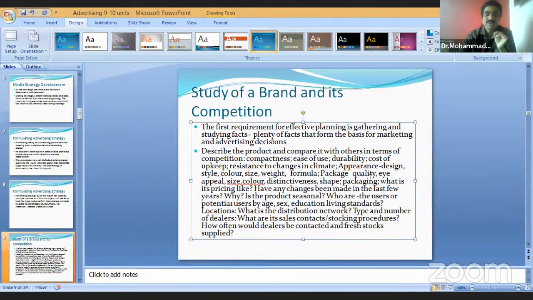What is the distribution network? The type and number of dealers. What are the sales contacts and stocking procedures? How often would a dealer be contacted, and are stocks kept separate? These are the aspects we need to study before launching a strategy, before going for further campaigns. So we will study all these things.